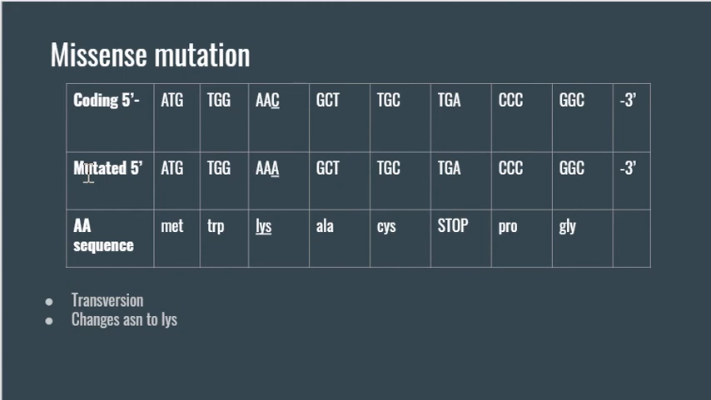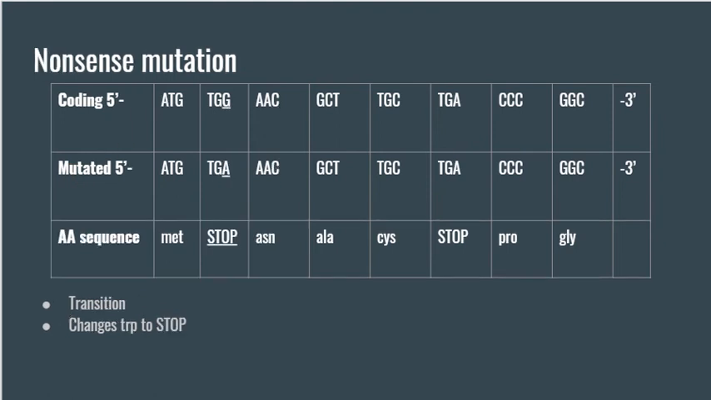In the mutated sequence, a cytosine has been changed to an adenine in the third codon. This resulted in the amino acid sequence changing from an asparagine to a lysine at the third codon position. This mutation is an example of a transversion. The original base, cytosine, is a pyrimidine, and the base in the mutated sequence is a purine.